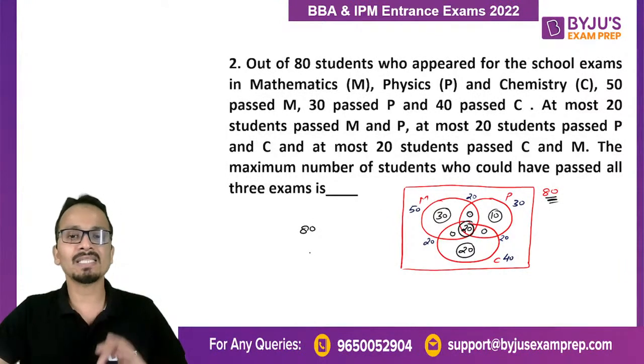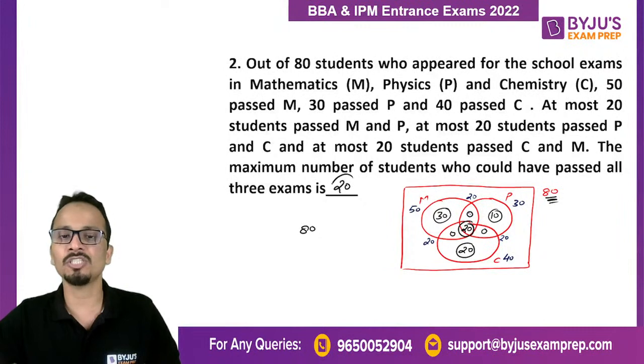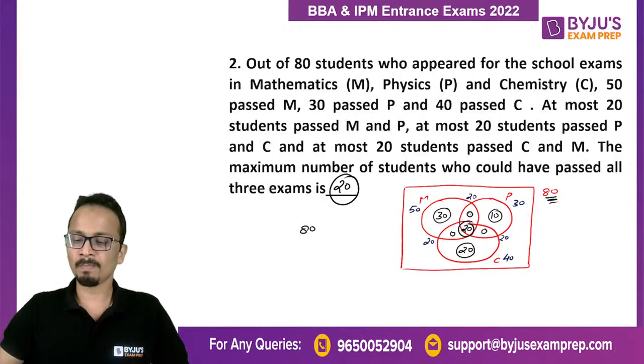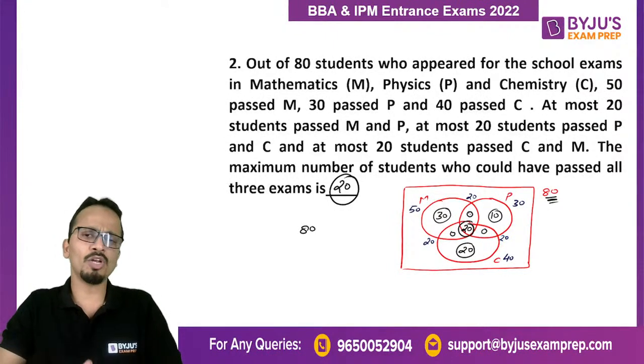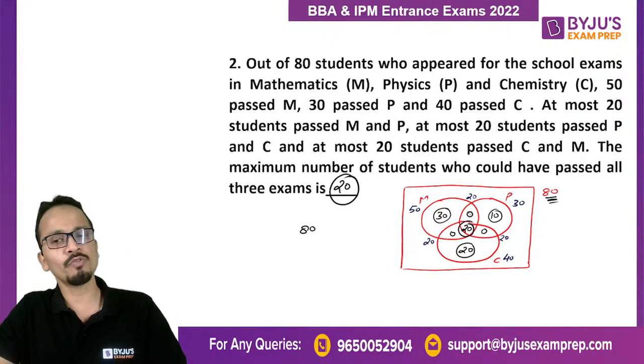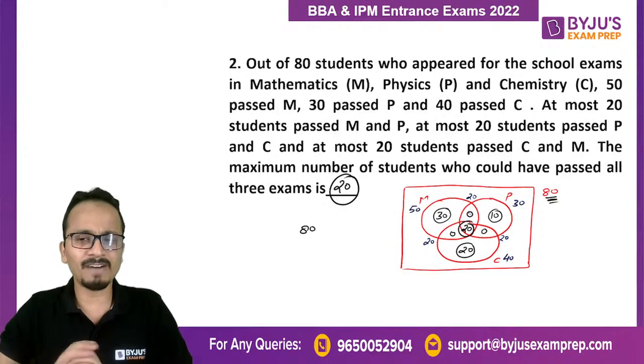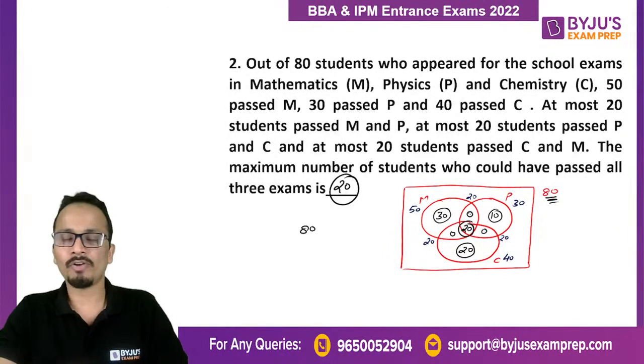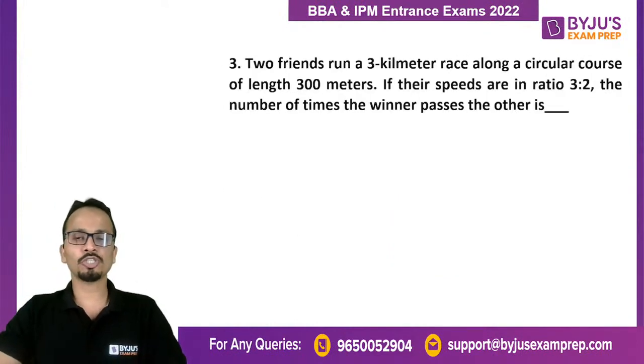So I can say that the maximum number of students who could have passed all the three examinations will be equal to 20. If you solve it using the formula of A union B union C, then also you will get the answer, but this is a faster way of getting the same answer. All right, now let's move on to the next question, question number 3.